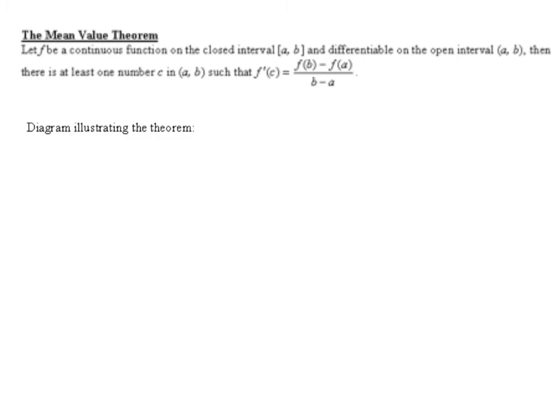Then there is at least one number c in (a, b) such that f prime of c equals f of b minus f of a over b minus a. That's starting to look familiar too. Notice that this looks like a slope formula, right? f of b minus f of a over b minus a, but no limit. So this is saying that the derivative, or the slope of the tangent line, is equal to the slope of the secant line. So let's look at a diagram that would illustrate this.